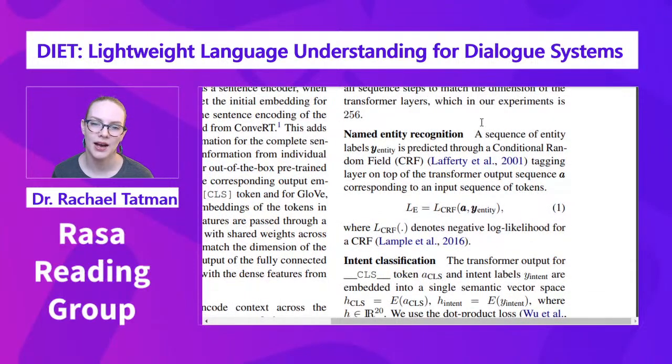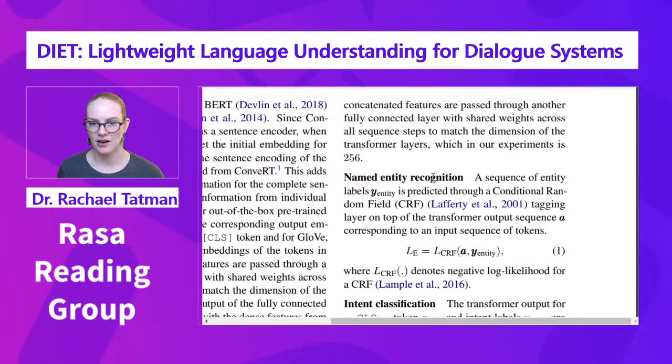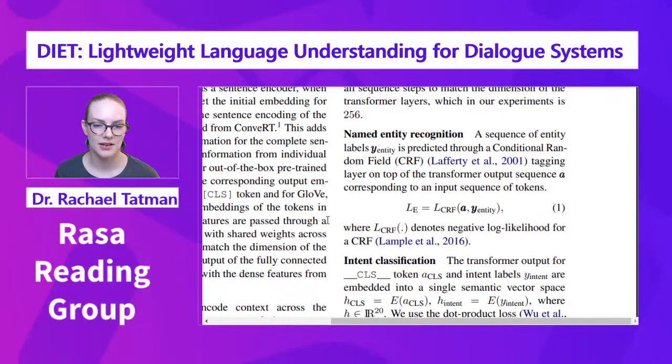Named entity recognition. A sequence of entity labels, Y entity, is predicted through a conditional random field, CRF, 2001. 2001? Was it that late? I could have sworn CRFs were older. Tagging a layer on top of the transformer output sequence alpha, corresponding to the input sequence of tokens. So LE, the likelihood of an entity, is the negative log likelihood for the CRF given the input tokens and a specific entity. So you have a list of entities you know about, and you assign each of them a likelihood given this input.